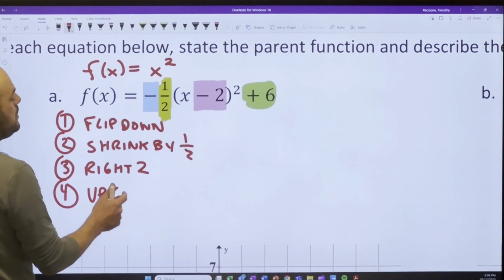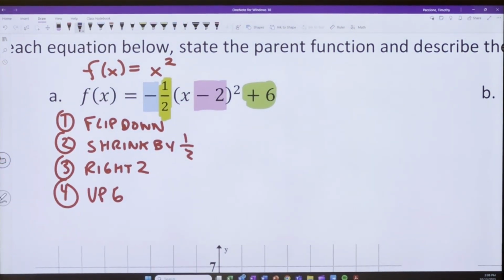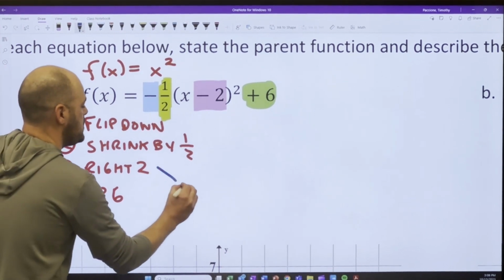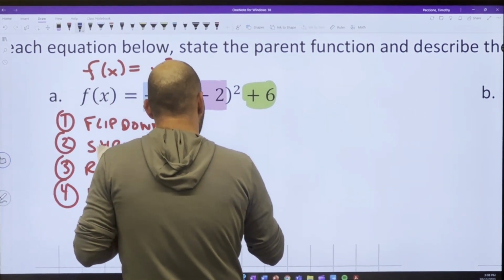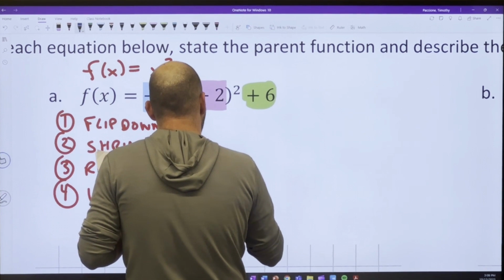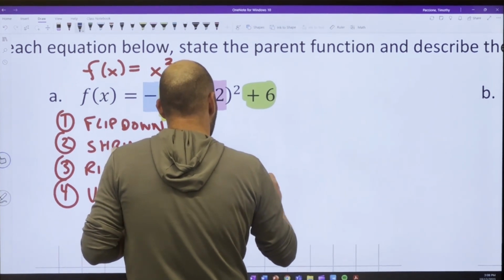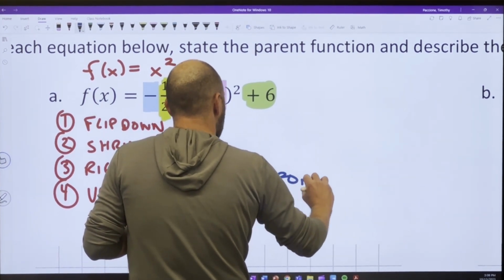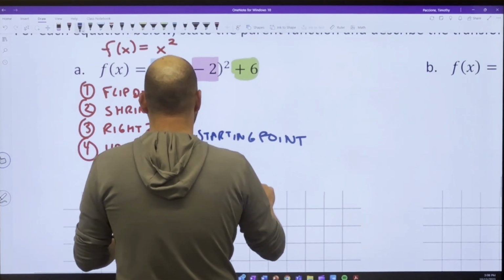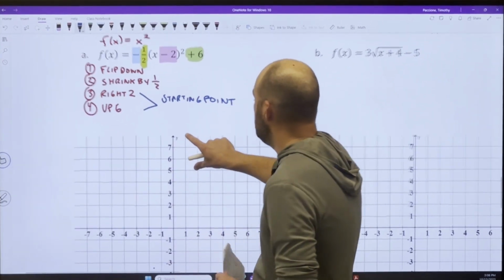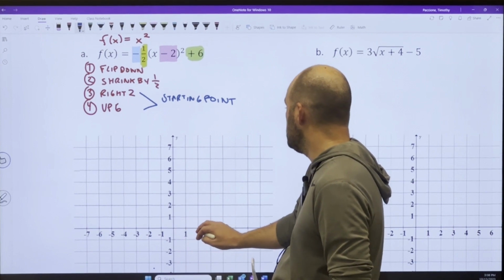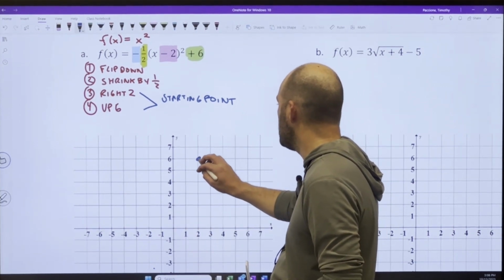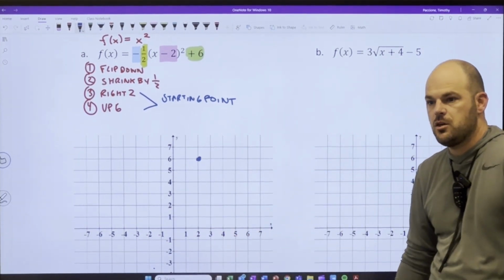All right, now our next step was to find our starting point. Which of these change our starting point? Up 6 and right 2. So this is a starting point, right? This changes our starting point. Okay, so let's use that to get started here. So right 2, up 6 is my new starting point. Now I'm ready to get started, okay?